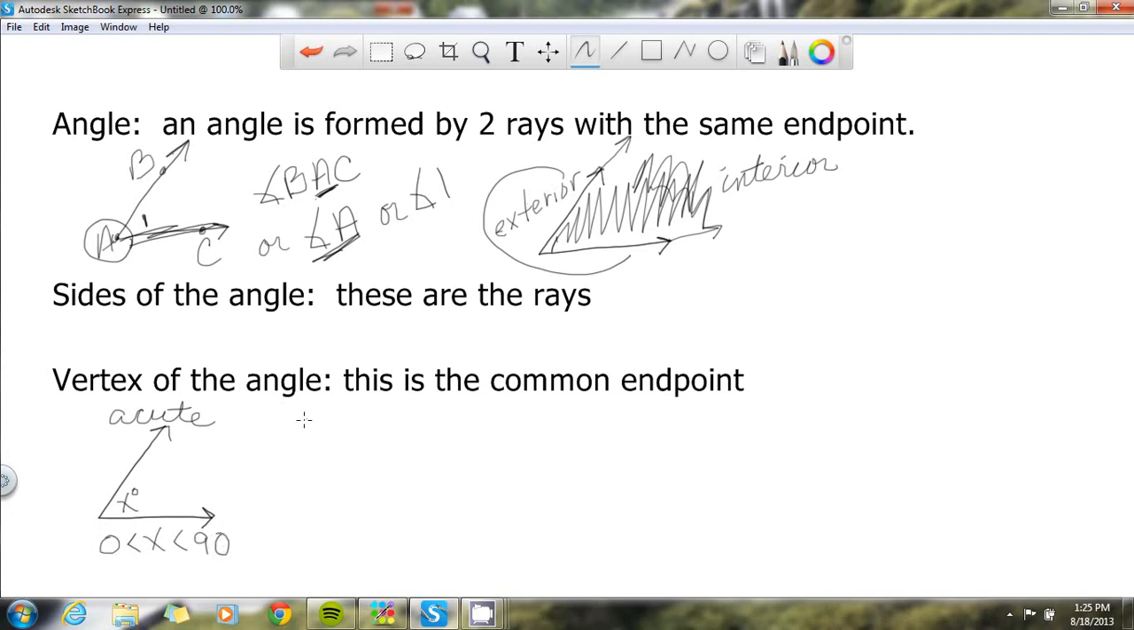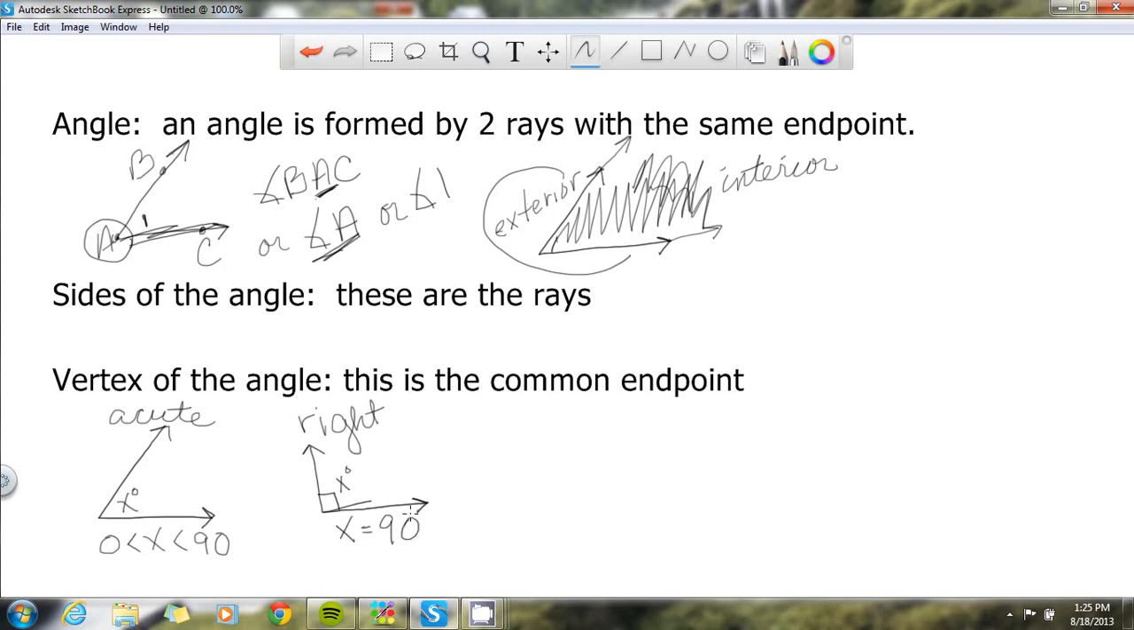Another type of angle we have is a right angle. If I could draw it correctly, pretend that this is the right thing. A right angle measures exactly 90 degrees. So we put a little right angle symbol in there to show that it's 90 degrees. But we can show it that x equals 90, exactly.